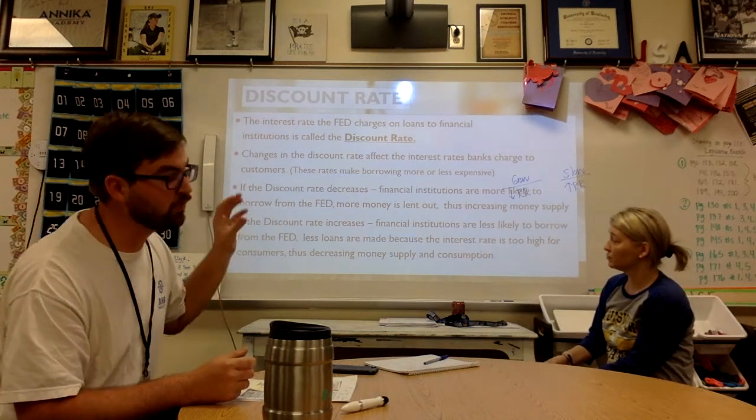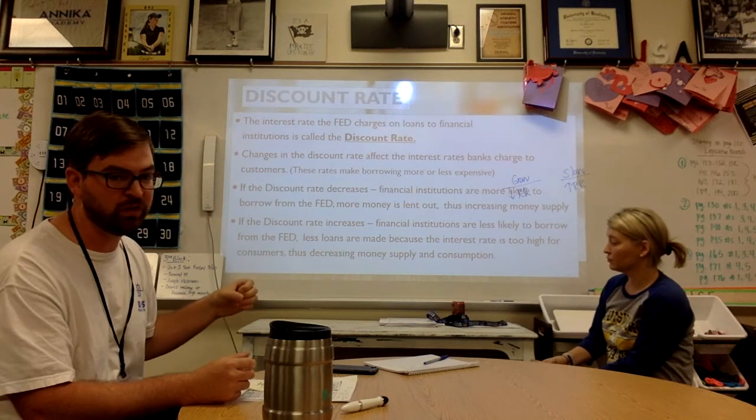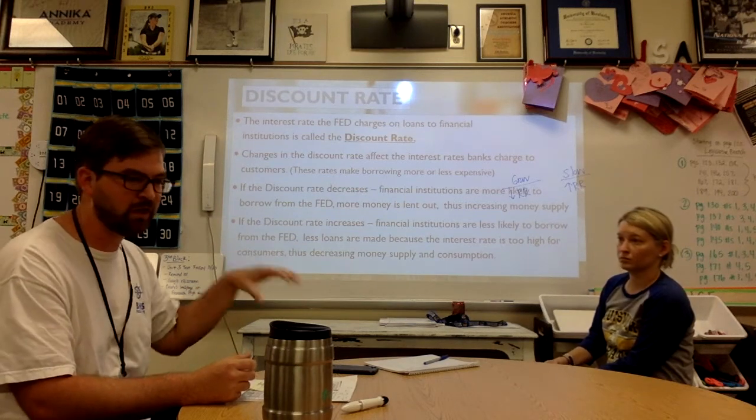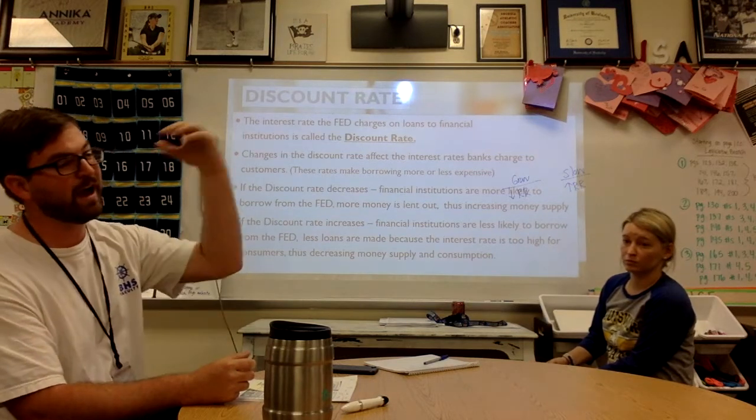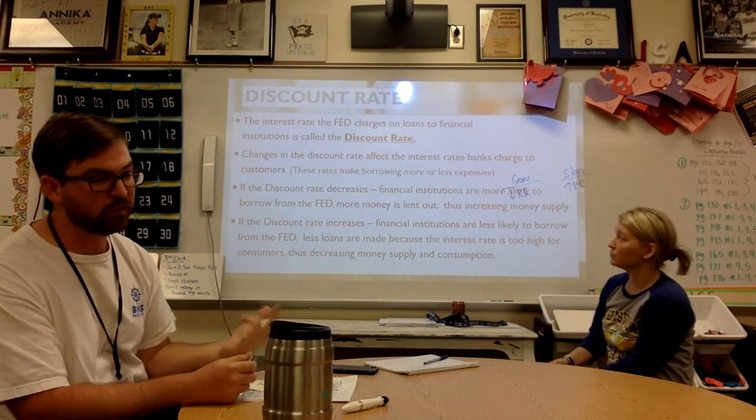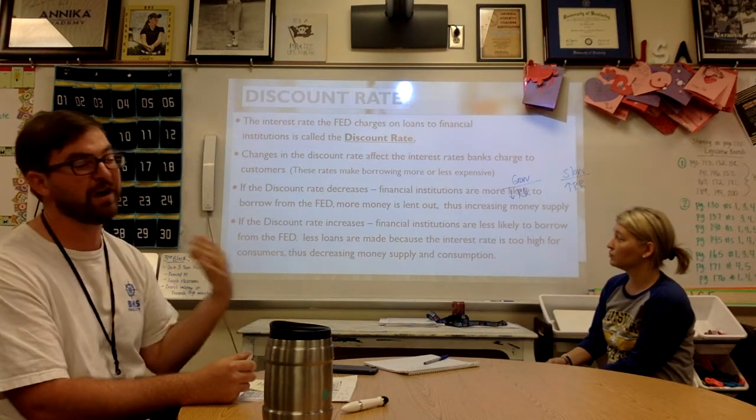All right, so as of a week ago, that discount rate was 2%. Meaning that if a bank borrowed money from the Fed, they had to pay 2% on it, which means any interest rate that they're going to charge somebody has got to be higher than that 2%. So last week, the average interest rate on a home mortgage was about 5%.